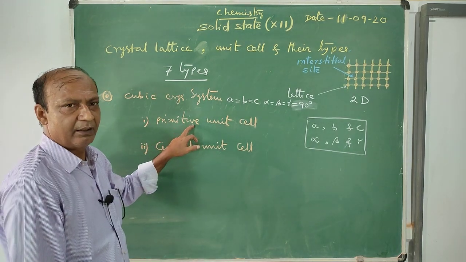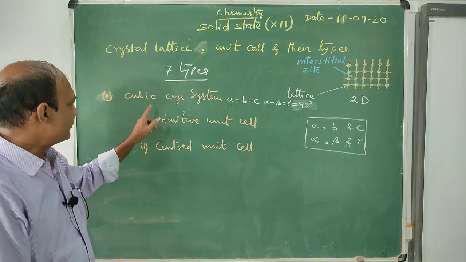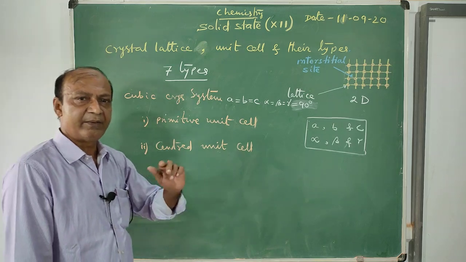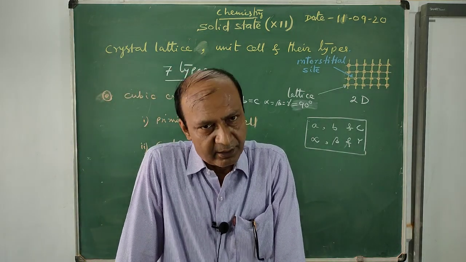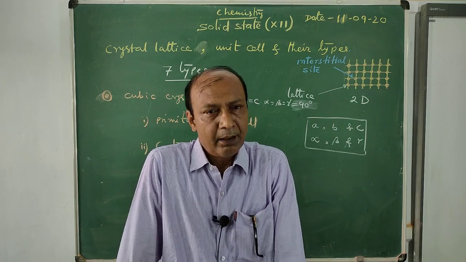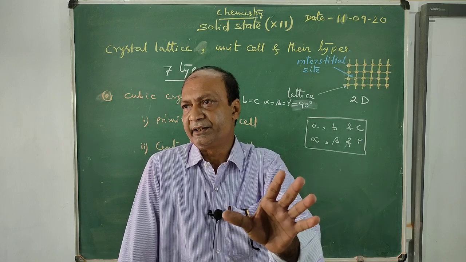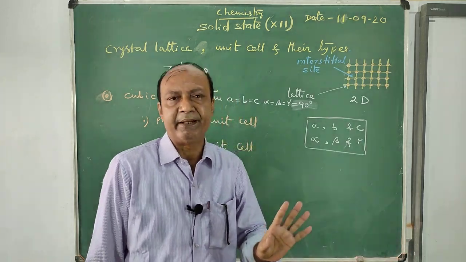The primitive unit cell must be present in every crystal system. I mean, the primitive unit cell will be present in the cubic crystal system, hexagonal crystal system, orthorhombic crystal system, tetragonal crystal system, rhombohedral crystal system, monoclinic crystal system, triclinic crystal system. This is all the 7 crystal systems. You will have a primitive unit cell.